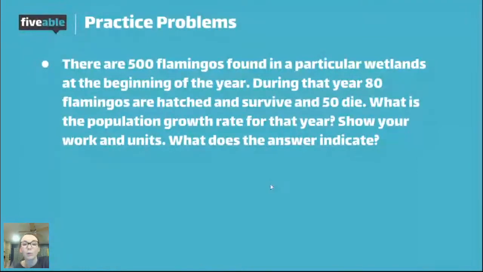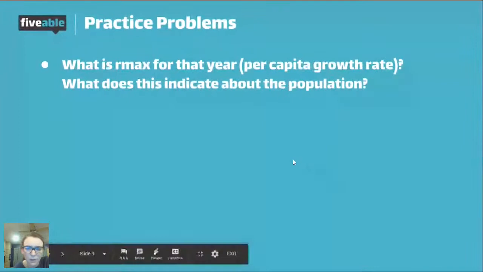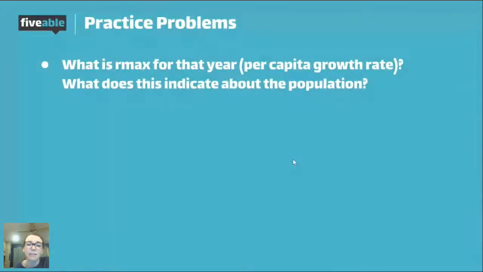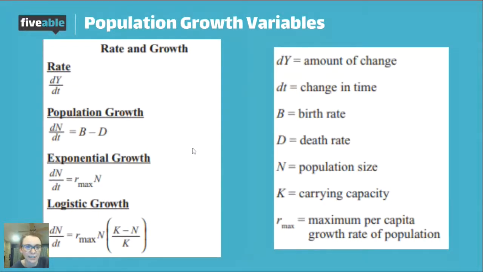Okay, so we're going to use this same situation now for something a little bit more complex. Now I want us to find the R max for that year, which is the per capita growth rate, and what this indicates about our population. R max, if we go back, is relatively easy to find. We're going to assume for the time being that we're in exponential growth, so our change in population equals R max times our population size.